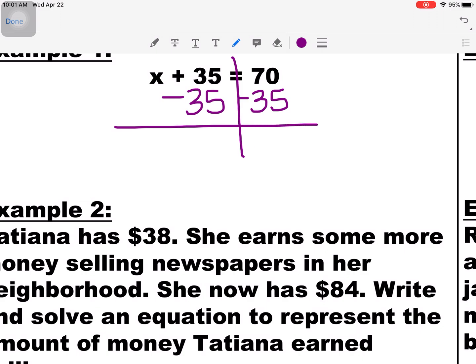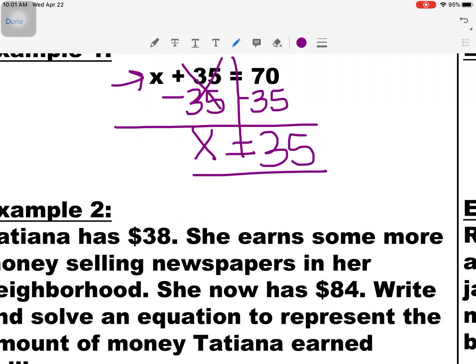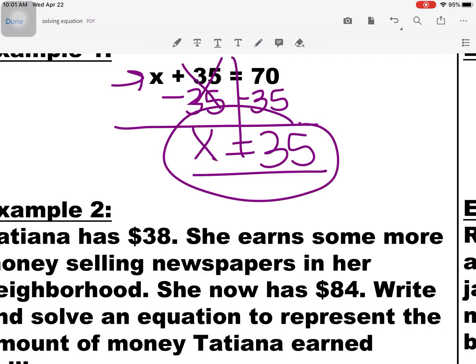All right. So positive 35 minus 35 gives me 0, which leaves x alone. 70 minus 35 gives me 35. So if I substitute 35 in for x, 35 plus 35 gives me 70. So I know that my answer of x equals 35 is correct.